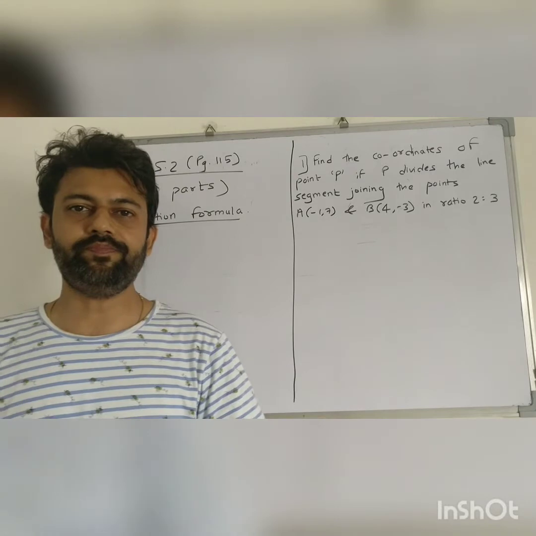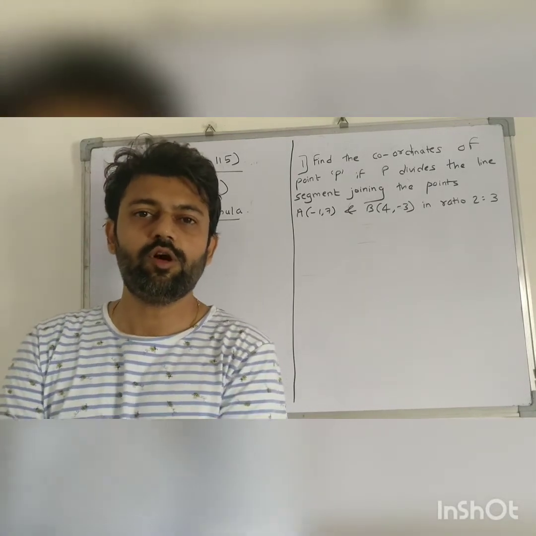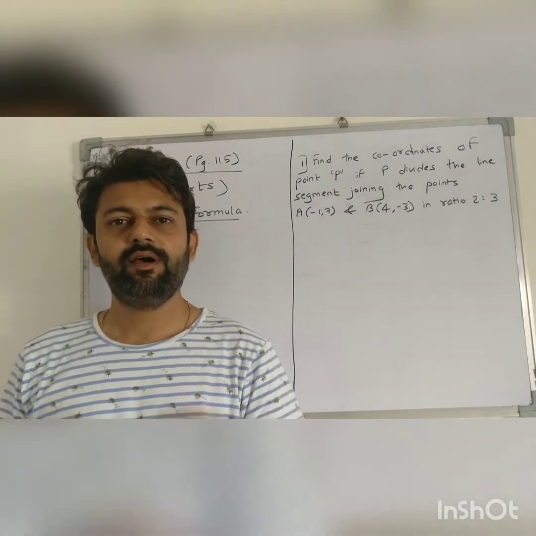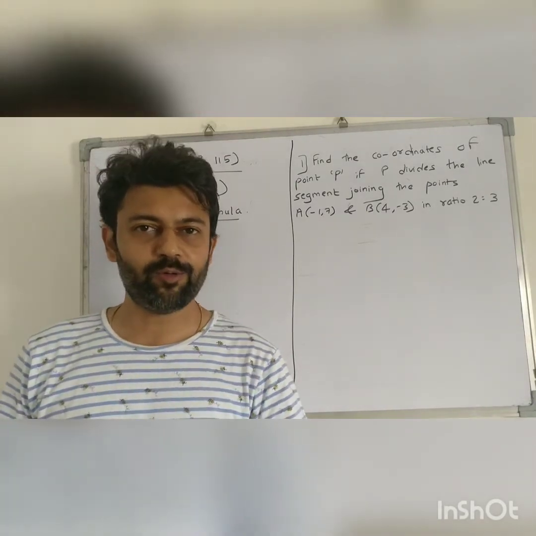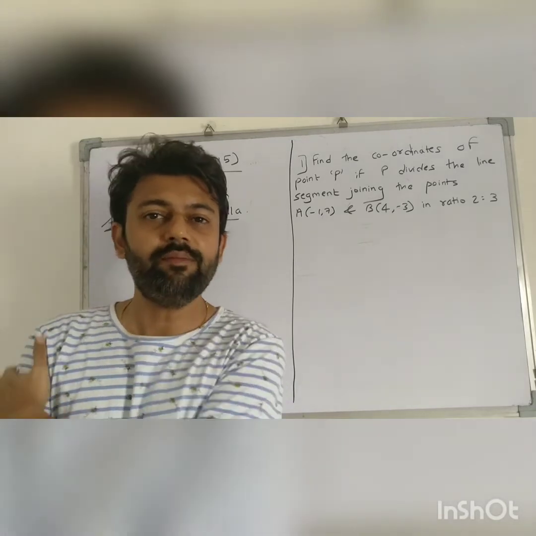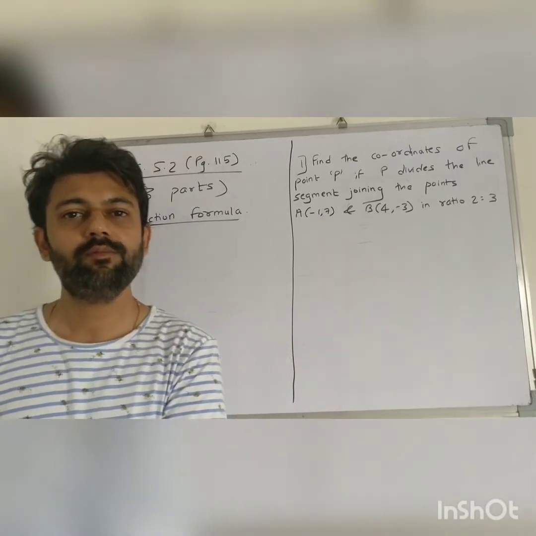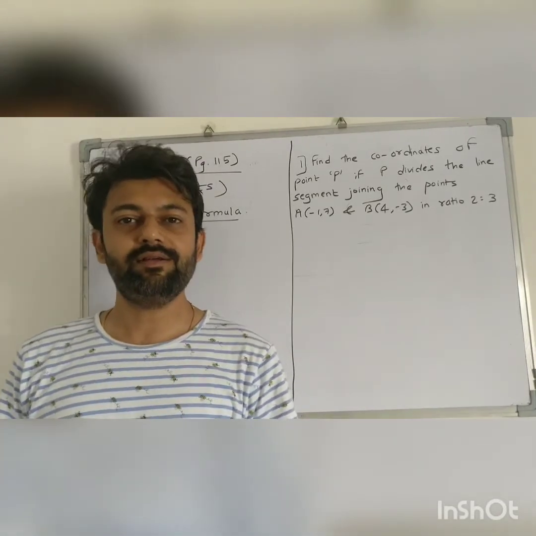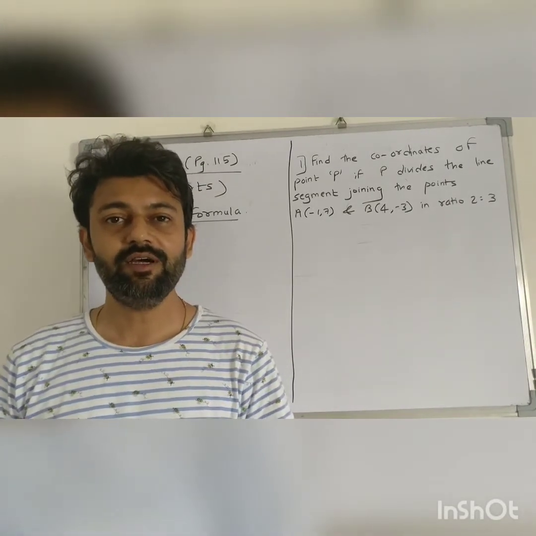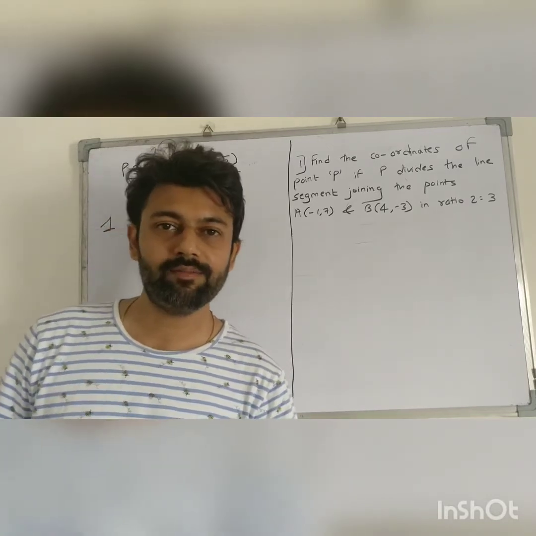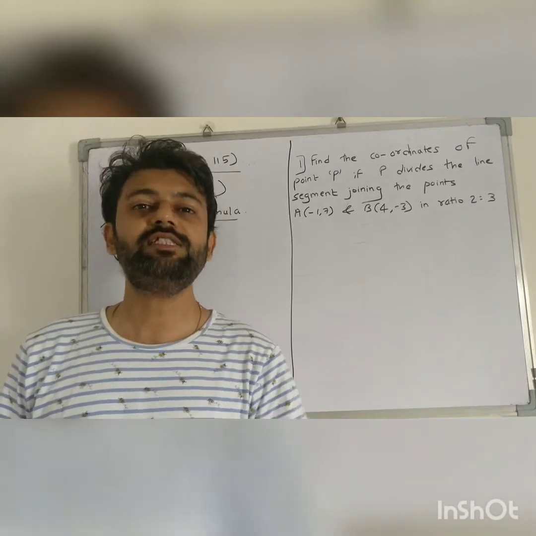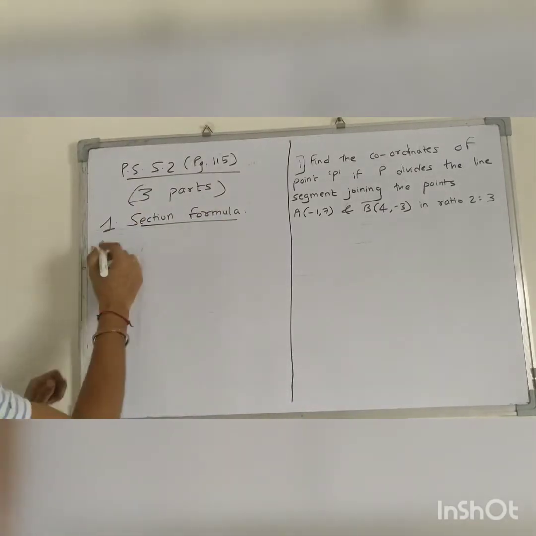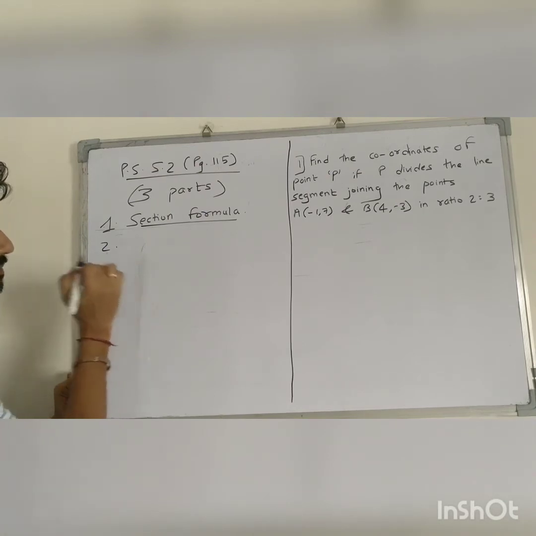Hello students, today we are supposed to solve the second exercise from geometry chapter number 5, that is practice set 5.2. To give you the summary of this practice set 5.2, let me tell you that in 5.1 we had studied one formula called distance formula. In 5.1 we had distance formula. In 5.2 we have three parts, 1, 2 and 3.